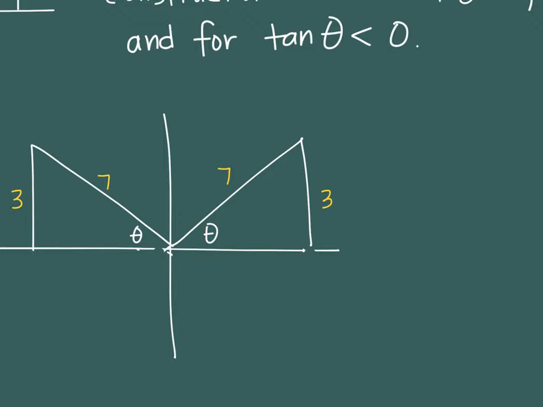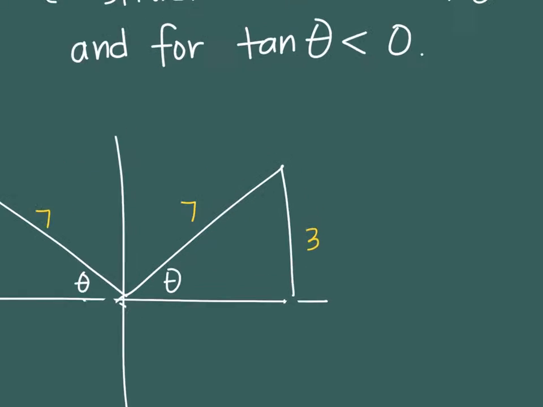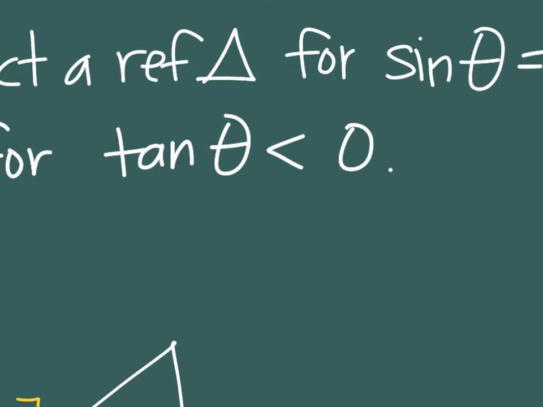The last thing I'm told is the clue that the tangent has to be negative. Well, tangent is made of TOA, right? Tangent is TOA. That means it's opposite over adjacent. We already know that the opposite is 3. The adjacent, we don't know yet. We could figure it out, but we know that it has to be negative overall.